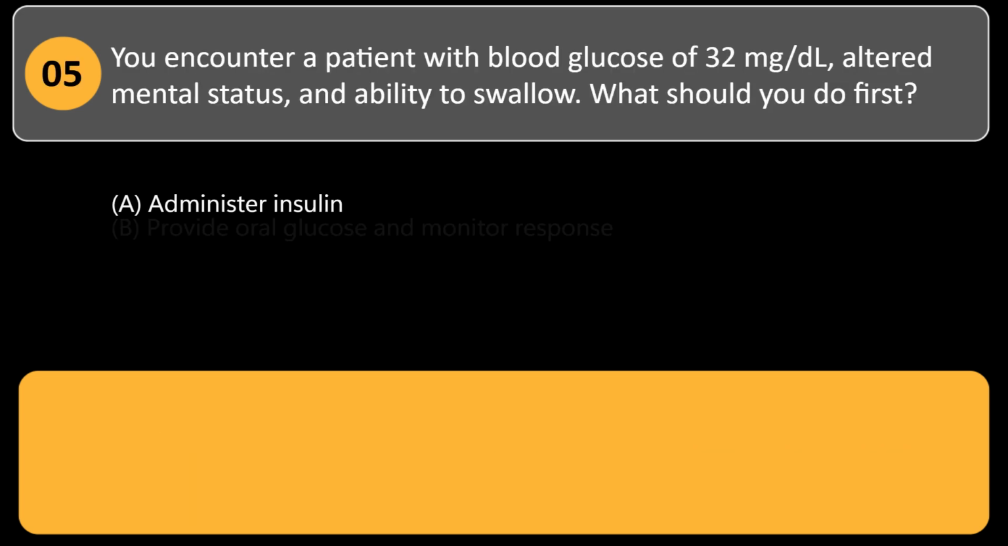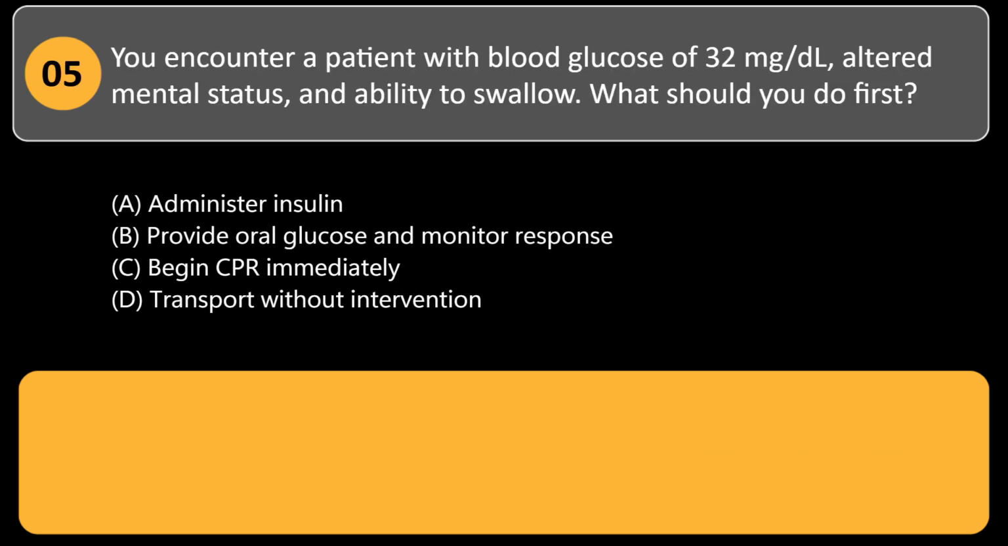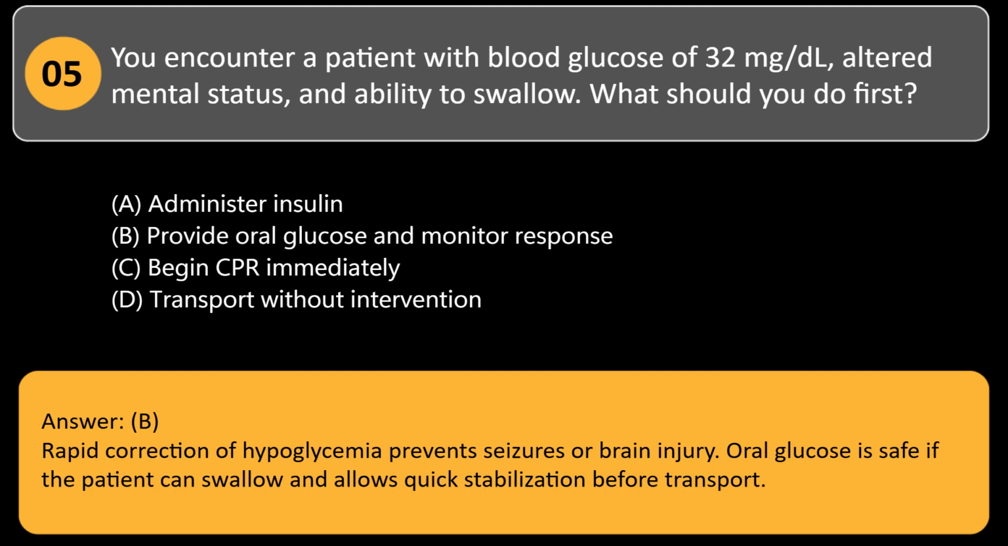You encounter a patient with blood glucose of 32 mg per deciliter, altered mental status, and ability to swallow. What should you do first? A. Administer insulin. B. Provide oral glucose and monitor response. C. Begin CPR immediately. D. Transport without intervention. Answer, B.